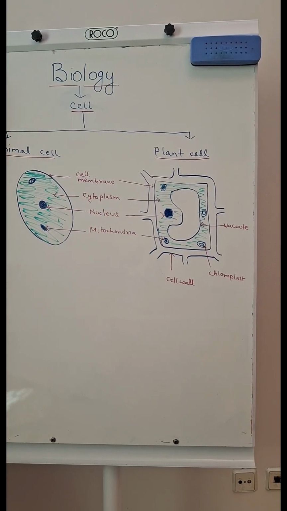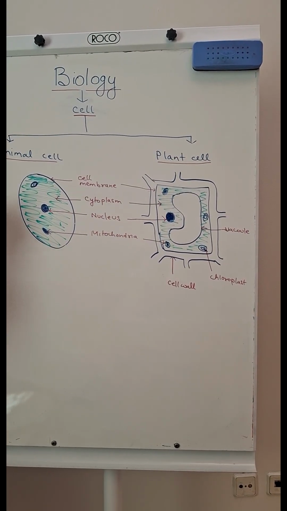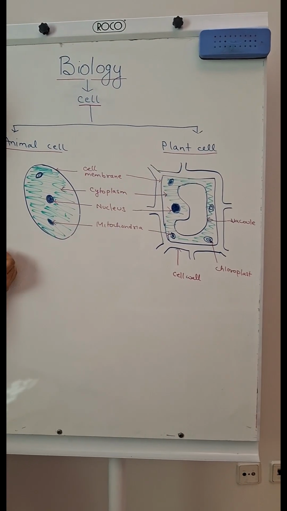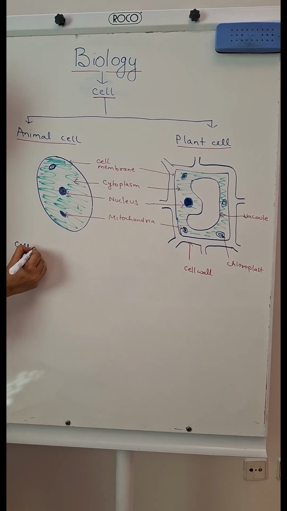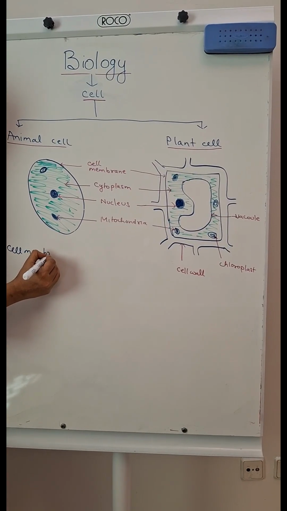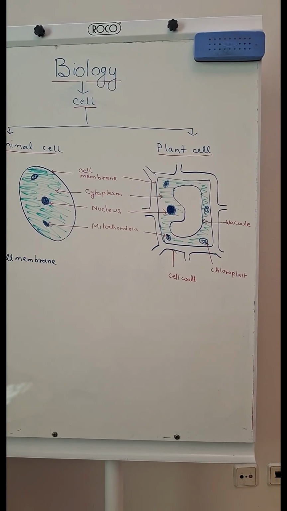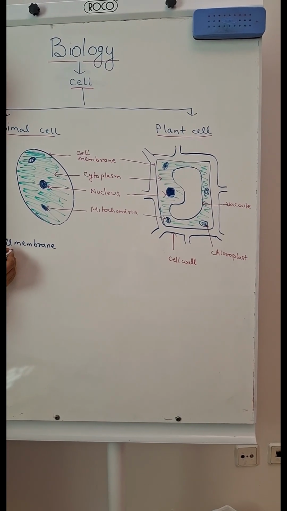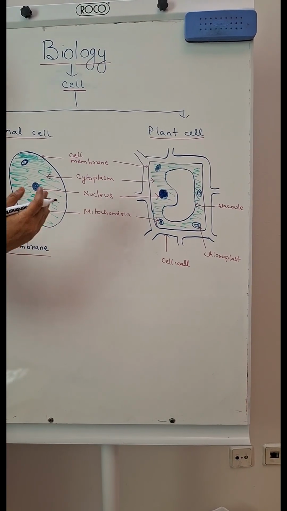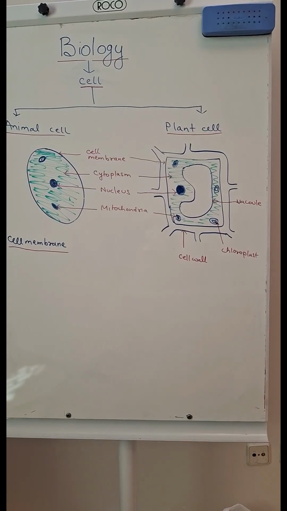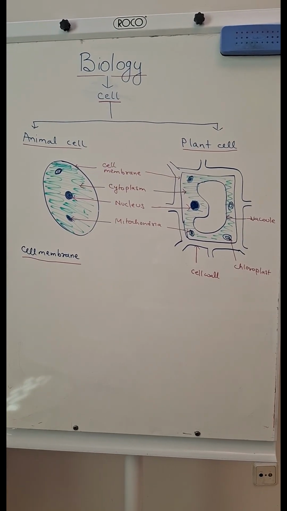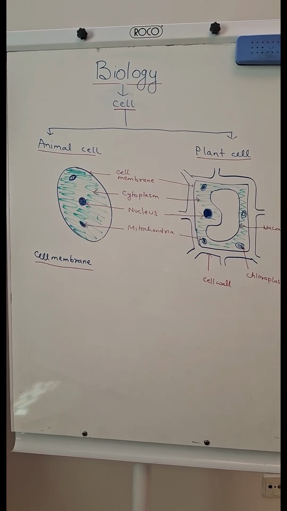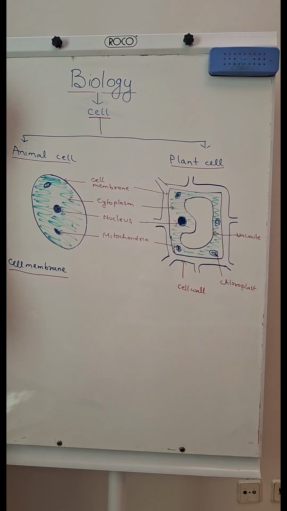Now, first of all, the cell membrane. You can see the cell membrane is the boundary. The cell membrane is responsible for checking; it is a checkpoint. It checks what things should enter the cell and what things should leave the cell. It controls what substances enter and leave the cell.